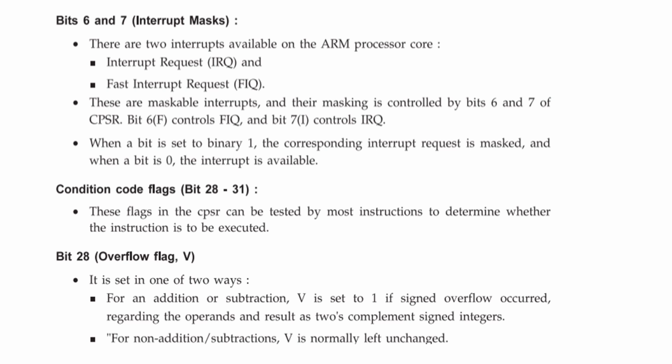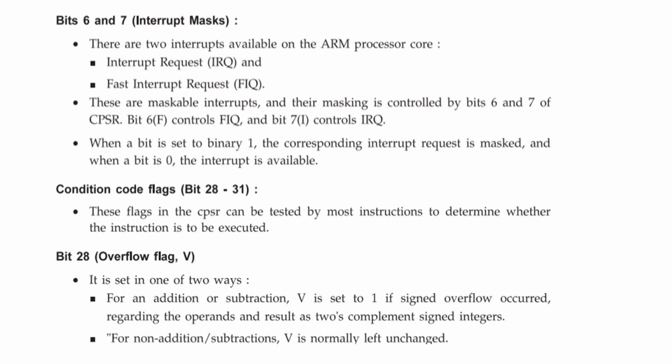And the Jazelle bit is not used right now. You don't have to worry about it. Bit number 6 and 7: there are 2 interrupts available on the ARM processor, interrupt request and fast interrupt request. These are maskable interrupts and their masking is controlled by bit 6 and 7 of CPSR. Bit 6 is for fast interrupt request and bit 7 is for interrupt request. When a bit is set to binary 1, the corresponding interrupt request is masked, and when a bit is 0, the interrupt is available. For more details on what they actually do, you can check out the coming videos.